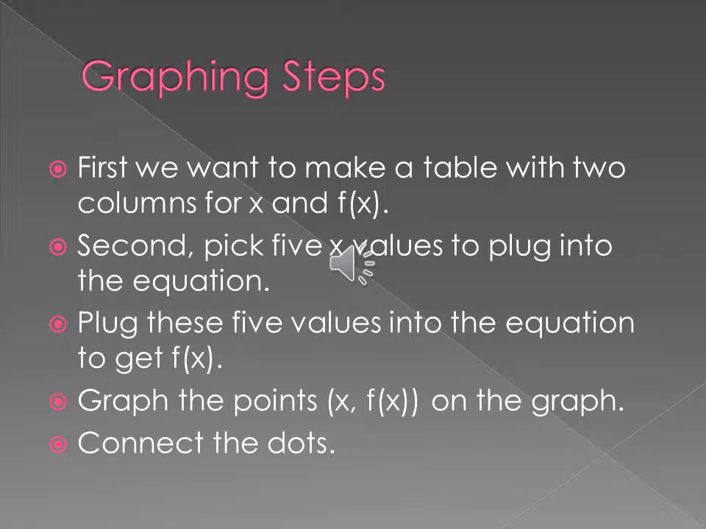In order to graph square root functions, first you want to make a table with two columns, one for x and one for f of x. Second, we have to pick 5 x values to plug into the equation. You don't always have to choose 5 x values, that's just a good number to use to graph. Next, we plug these 5 values into the equation to get f of x. Next, we graph the point (x, f of x) on the graph. Last, we connect the dots. This should give us a good representation of the square root function.